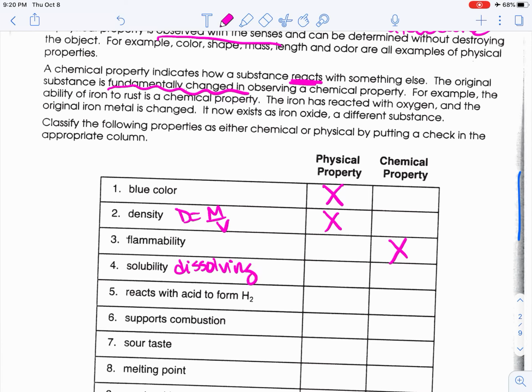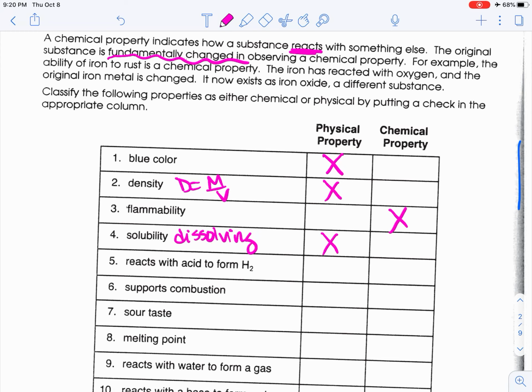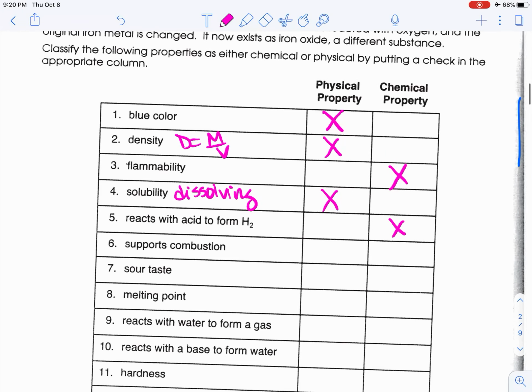This is tricky. When you dissolve table salt in water, the salt doesn't go away. It simply gets dissolved, which means the particles are spread out evenly. So that is a physical property. Reacts with acid to form H2. So reacting, it's chemical. Supporting combustion. That means will combust. Chemical. It tastes sour. Now that is just something that we can observe.